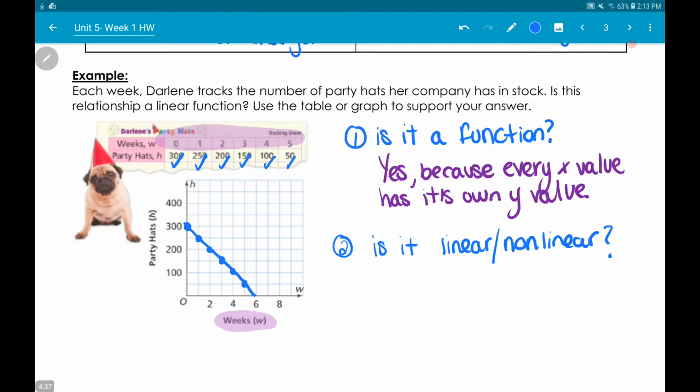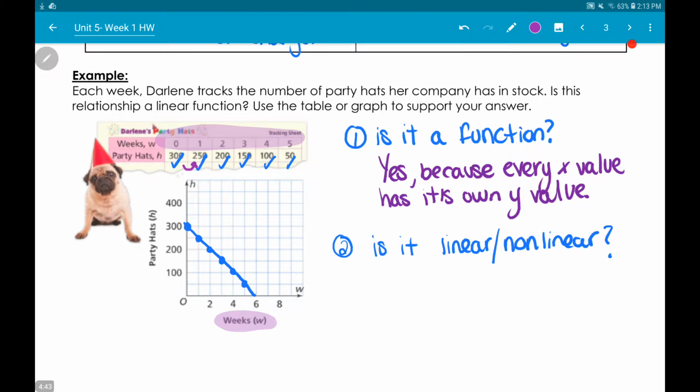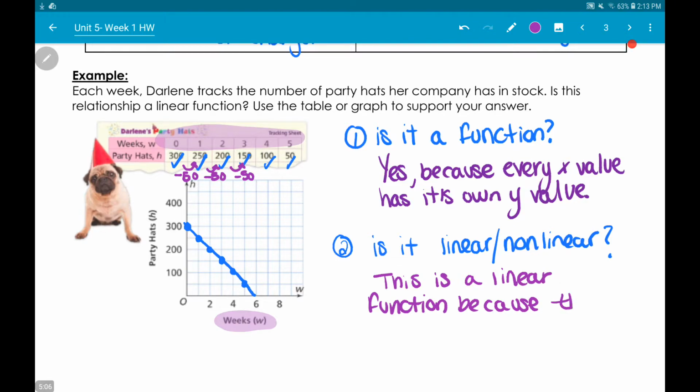So I asked myself, does it form a straight line? Yes. I can also see that this is decreasing by 50 every time. That means it does have a constant rate because it's adding or subtracting by the same number. So this is a linear function because the graph represents a straight line.